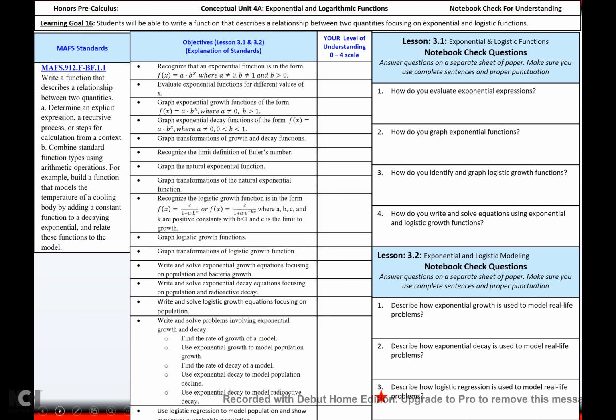So describe how logistic regression is used to model real life problems. I didn't really do regression. When you do regressions, typically the calculator finds the formula for you. But at any rate, can you go back and describe the steps we did? In other words, you had to find a by plugging in c and the y-intercept. Then you had to find b by plugging in c, a, and the other ordered pair, and then you solve for b. And then finally, you plug in a, b, and c, and you've got your regression equation by hand instead of by calculator.